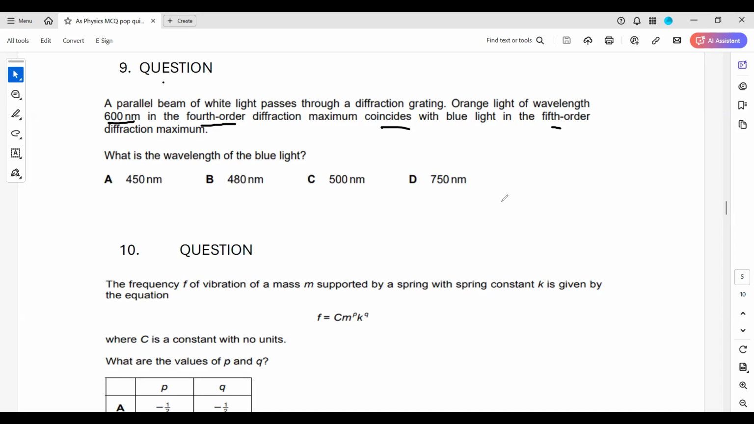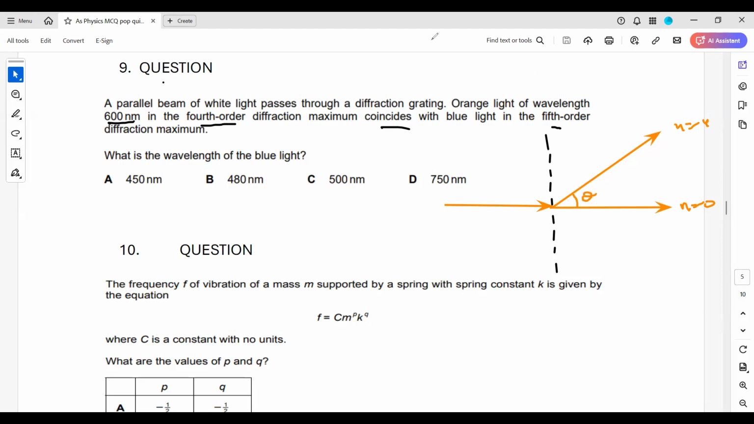So we have a grating element. Grating element means when we have many openings on a slit, we call that a grating element. And we have the screen. First, there's an orange light. Let's say this is the central maxima. So we have the fourth order maxima for orange. Like this is n equals 0 and this is n equals 4, and this angle is theta for orange.